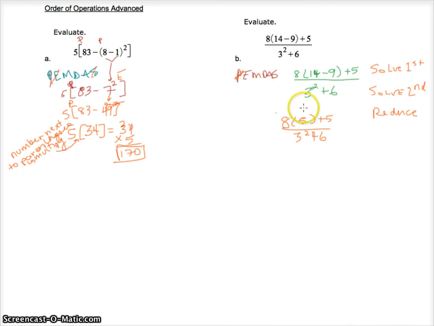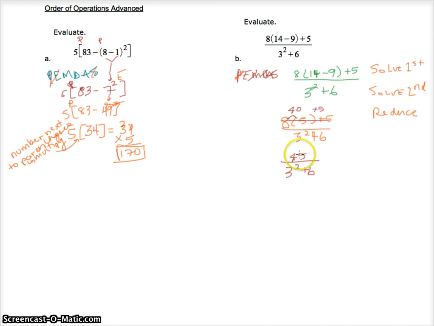Next, on the top level, I have multiply. 8 times 5 is 40. So I'll have 40 plus 5. And then I don't have any division, I do have addition. And so I'm going to end up with 40 plus 5 is 45. So I'll end up with 45 over 3 squared plus 6.